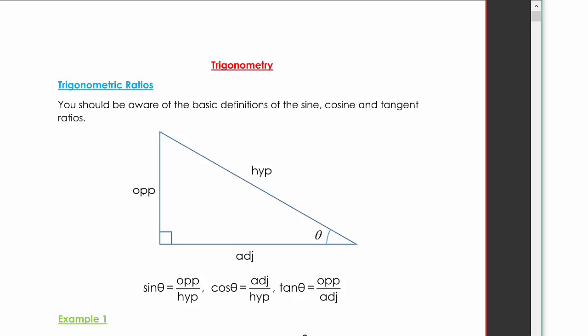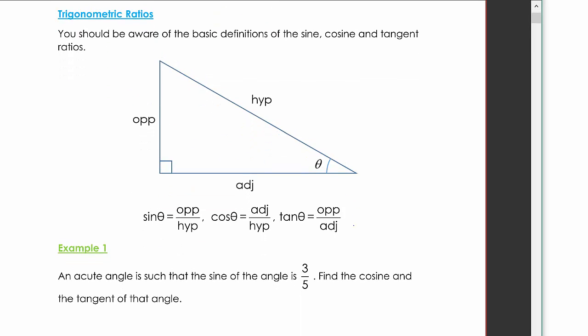Sine theta is defined to be the length of the opposite divided by the length of the hypotenuse. Cos theta, the length of the adjacent divided by the length of the hypotenuse, and tan theta, the length of the opposite over the length of the adjacent. And of course we have the mnemonic SOH CAH TOA to help us remember this.